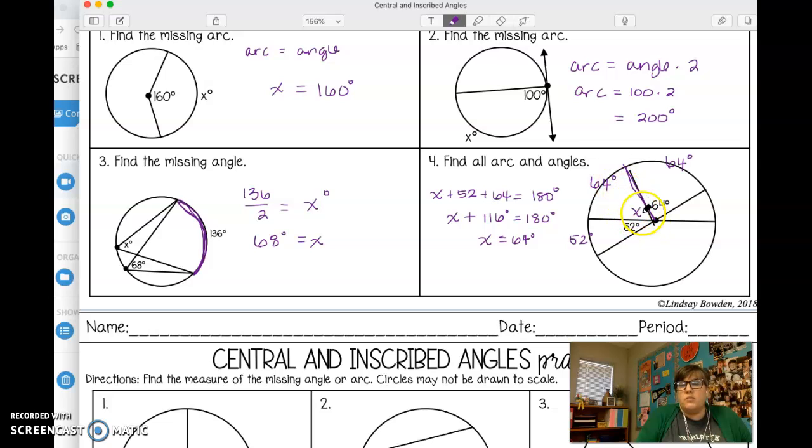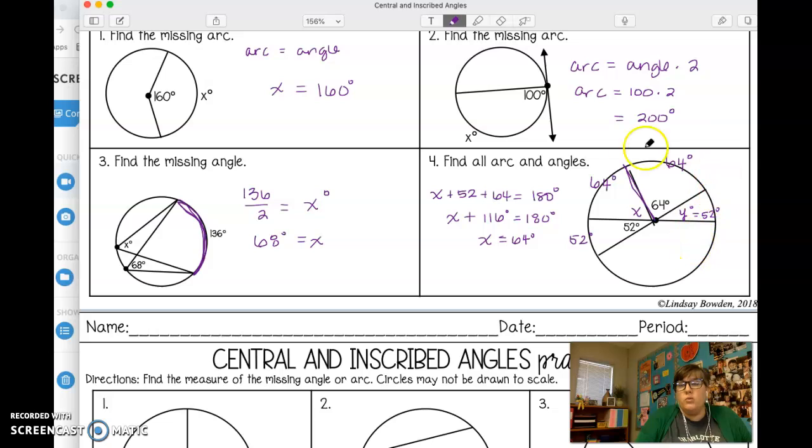So the first angle that we found, that was 64 and 64, with this angle over here is again another semicircle, so they would have to add up to 180. So I can subtract what I know. So 64 and take away 64, this is going to be 52. So the arc and the angle would be 52.